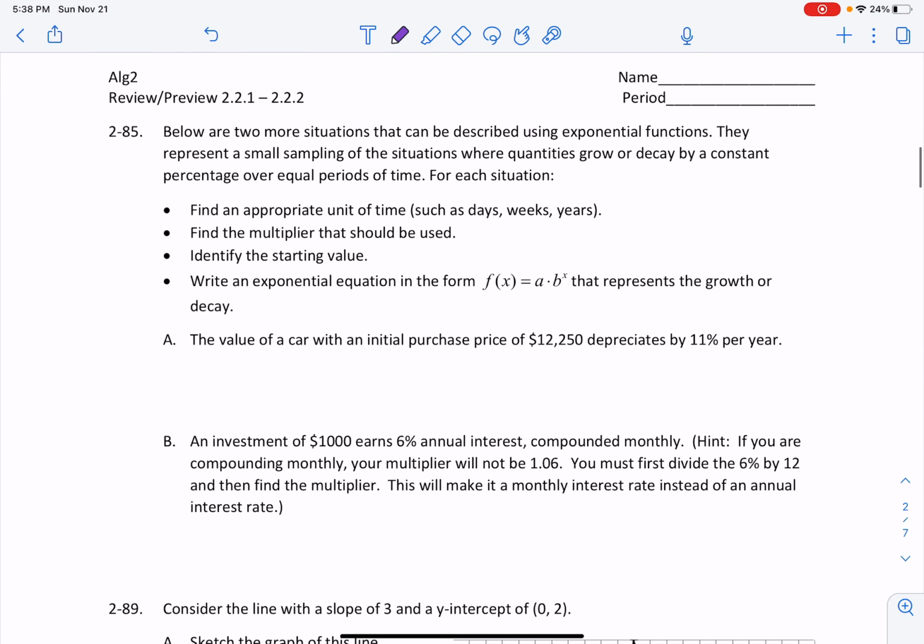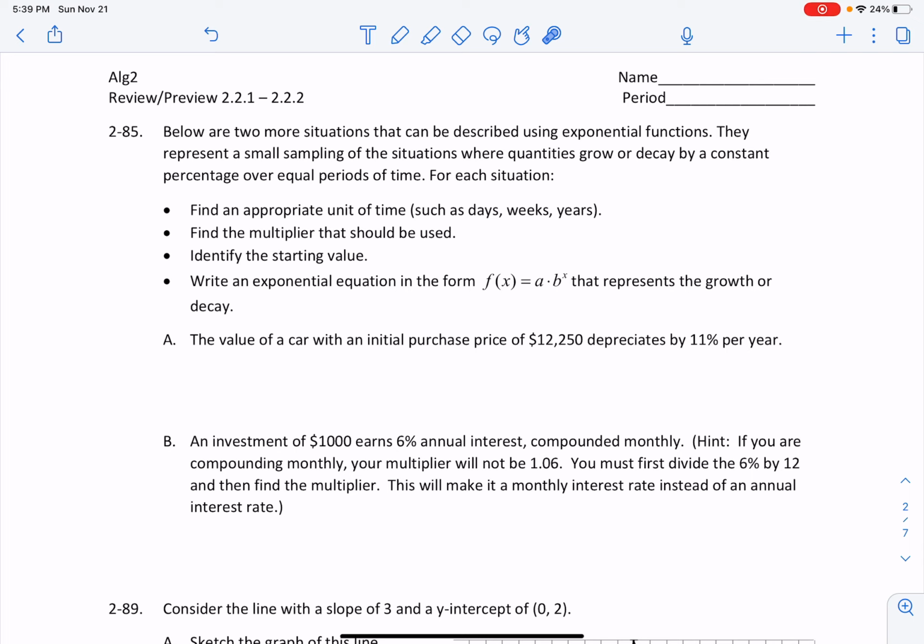Okay, we'll go to the next one, 2-85. That one says, below are 2 or more situations that can be described using exponential functions. They represent a small sampling of the situations where quantities grow or decay by a constant percentage over equal periods of time. For each situation, we want to find an appropriate unit of time, such as days, weeks, and years, find the multiplier that should be used, identify the starting value, and write an exponential equation in the form f of x equals a times b to the x power that represents the growth or decay.